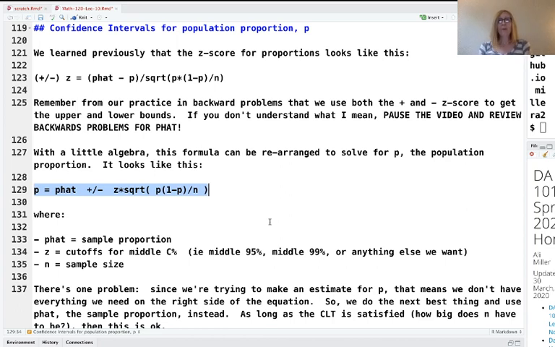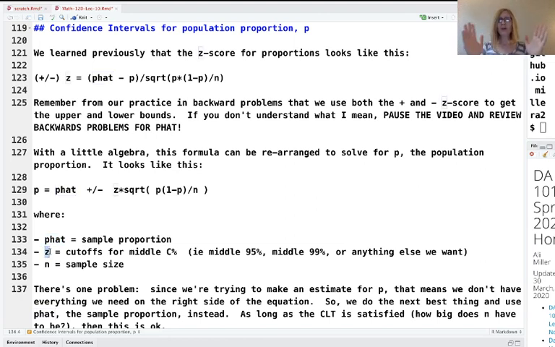This is just the backward z-score formula. This is exactly what you guys did before. Again, we're going to do both the plus and the minus because we've got a lower bound and an upper bound. And just to make sure we feel okay about what all of these things are, p hat, of course, is the sample proportion.